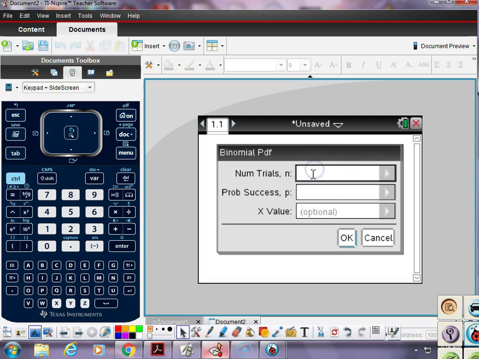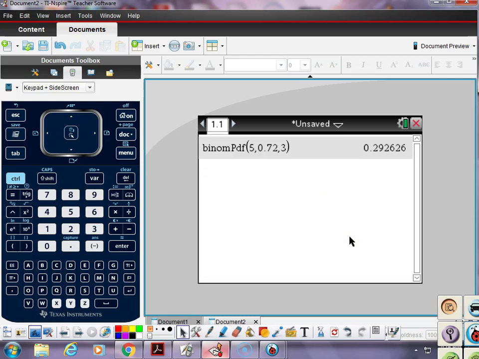So number of trials for the one Jack just did, we had 5. The probability of success was 0.72. Now notice it says optional here for the X value. The X value is the number of successes. I'm going to show you what happens if you put something in and what happens if you don't. So we're going to put in for now 3 because that was how many successes Jack had. Okay, and there you see it did it for you.